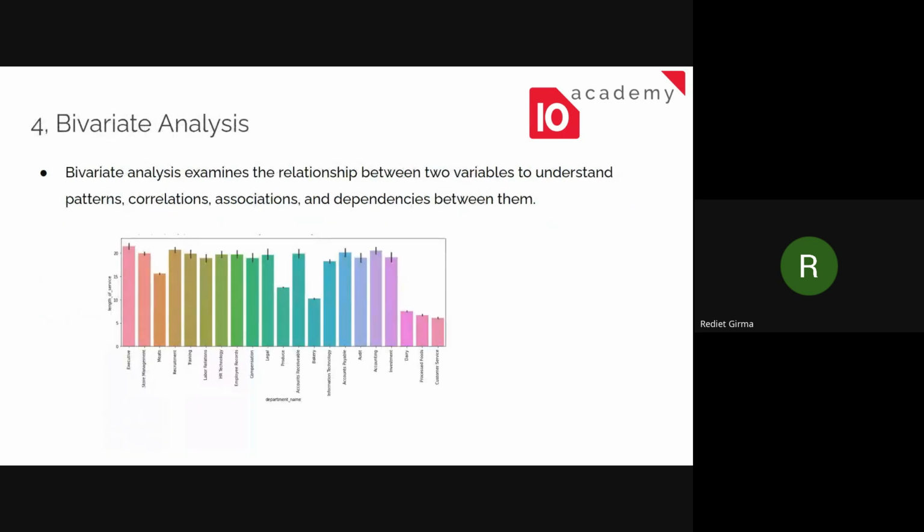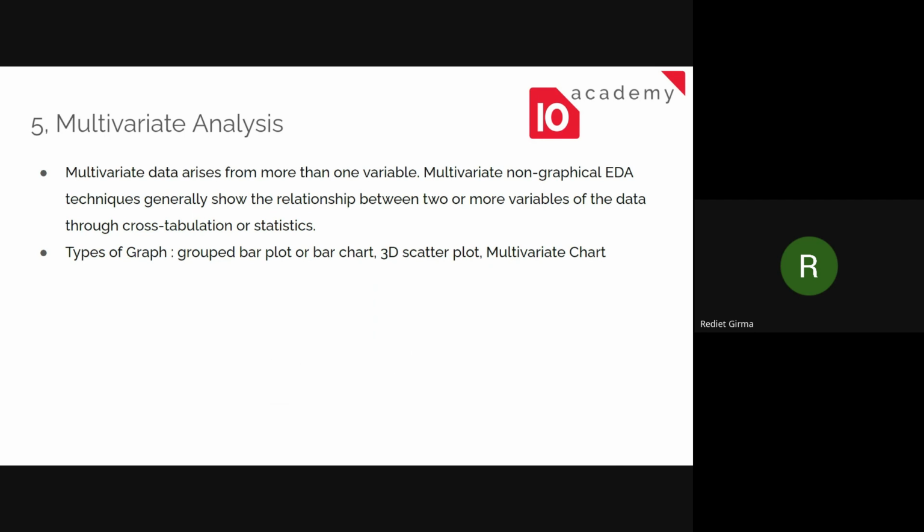I think uni and bivariate analysis are clear, and multi means more than two. Multivariate data arises from more than one variable. Actually, bivariate analysis is also considered multivariate. There are two types of analysis. One of them is non-graphical, but mostly we're going to use the graphical one to analyze the data. It's good to analyze them in graphical form. Non-graphical generally shows the relationship between two or more variables of the data through cross tabulation or statistics.